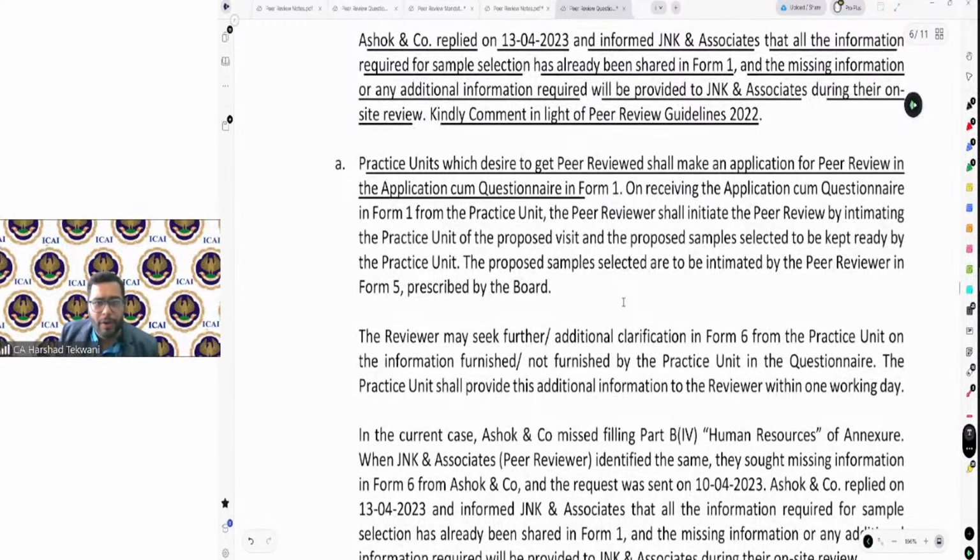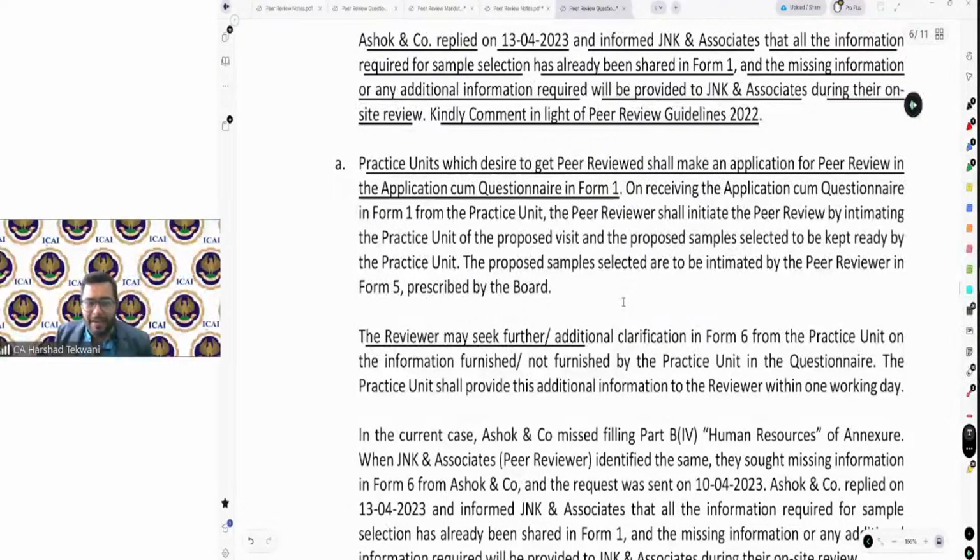See, the practice unit which does peer review shall make an application in peer review application cum questionnaire in Form 1. Now, on receiving the application cum questionnaire in Form 1 from the practice unit, the peer reviewer shall initiate the peer review by intimating the practice unit of the proposed visit and the proposed samples to be selected and kept ready by the practice unit. That is to be done in Form 5.